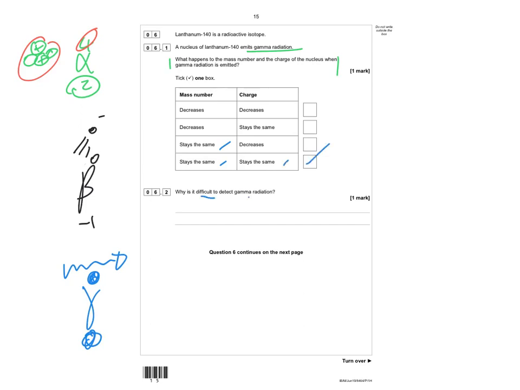Why is it difficult to detect gamma radiation? Well, it doesn't interact very much. It penetrates. It's highly penetrative. So for that reason, it's not going to be stopped by your Geiger-Müller tube.